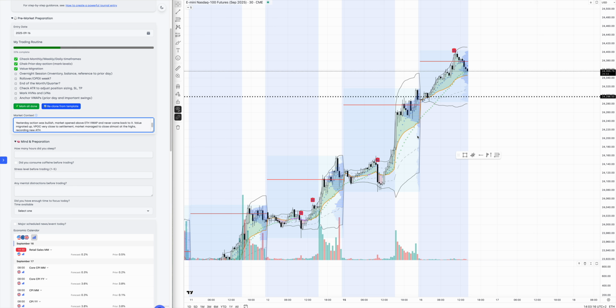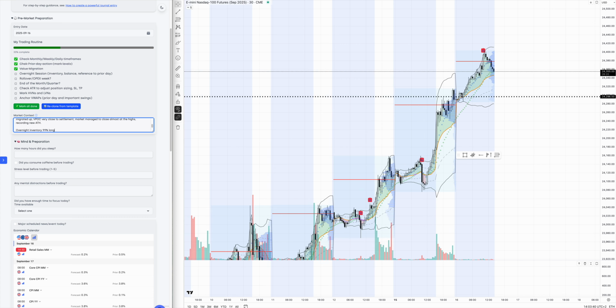Okay, that is progress. Overnight session, inventory is 95% or more long. Long meaning mostly all the action has been happening above settlement. And we see, of course, also a gap forming. Just now it's pulling back to ETH VWAP, but it's fairly strong. Value migrating up, of course, which means confidence from the overnight buyers. So yeah.